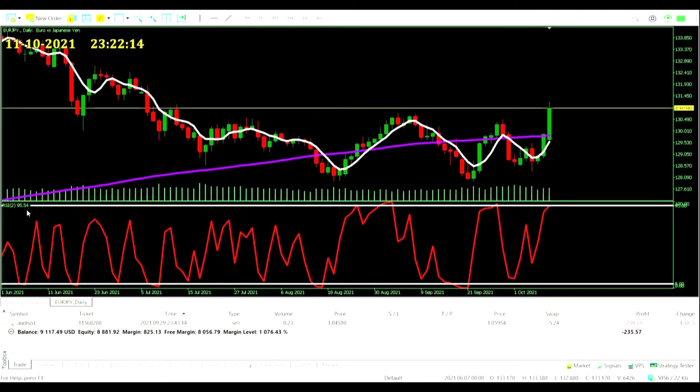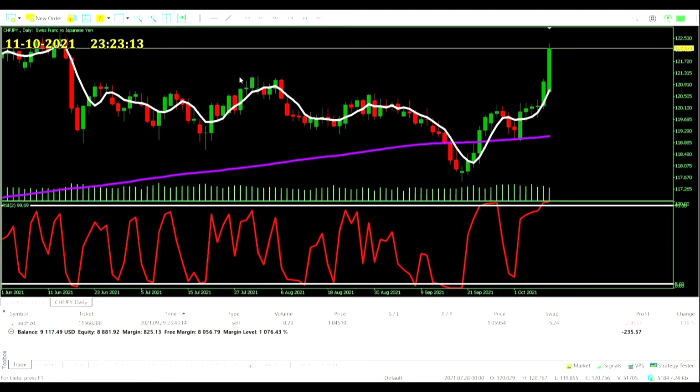Euro-Japanese yen pair. The RSI does make it across the 95. Also above the moving average though now. Missing out on some of these signals. Same story on the Swiss franc Japanese yen. The yen having an awful day.